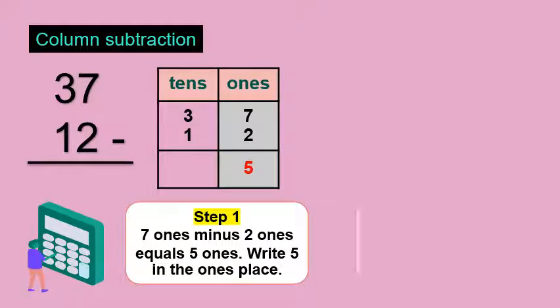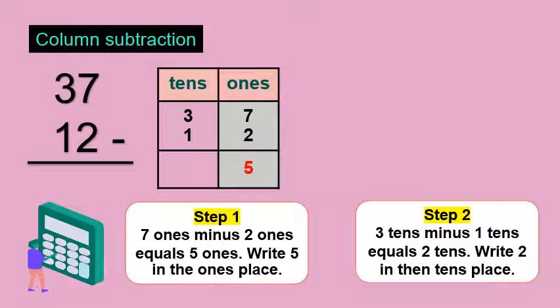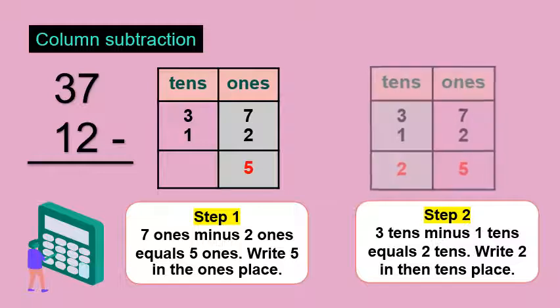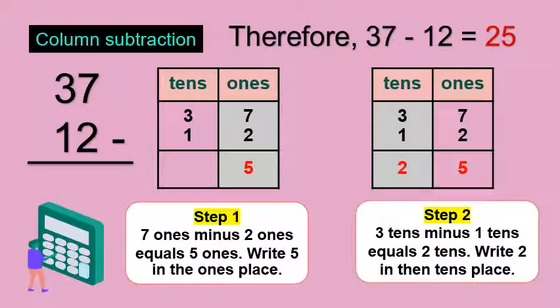Step number 2. Let's do the tens place. 3 tens minus 1 ten equals 2 tens. Write 2 in the tens place. Therefore, 37 minus 12 is equal to 25.